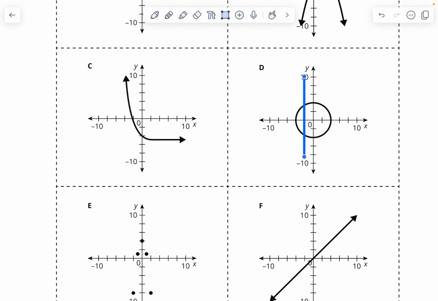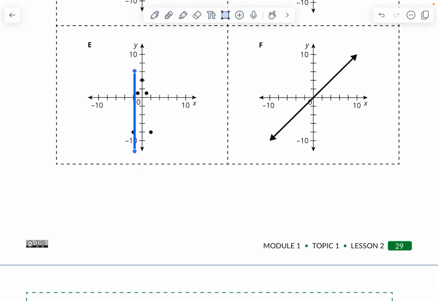D, big fat fail. Not a function, touching in 2 spots. Letter E, 1 point, 1 point, 1 point, 1 point, 1 point. That one passes. That's a function. F, you get the idea?